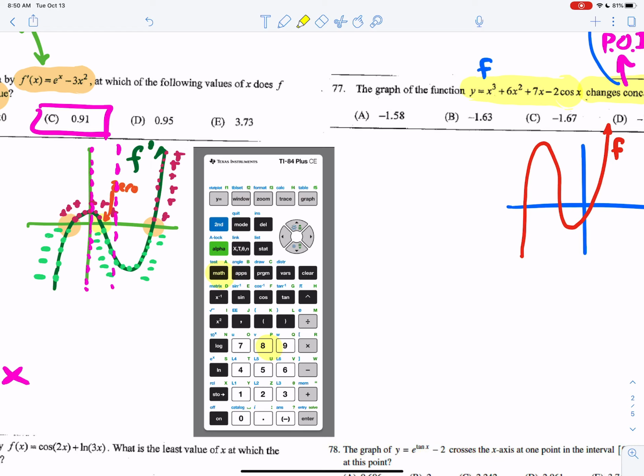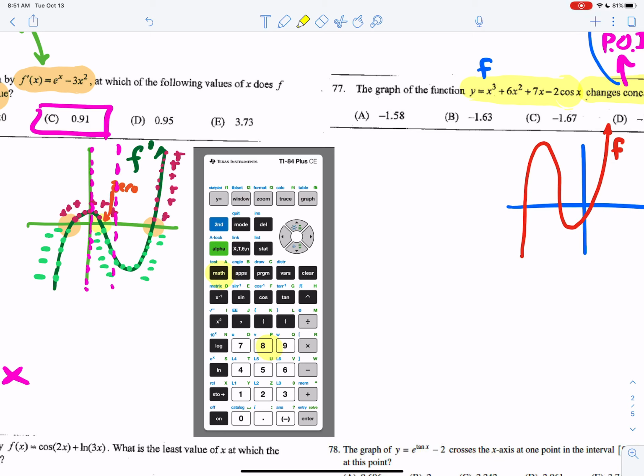Okay, so here we go. You press math 8. In front of you, it says y2 equals d over d. You're just going to press your variable button, so it should say d over dx now. And now you're going to take the derivative of the function you just had earlier, x cubed plus 6x squared plus 7x minus 2 cosine x. But that's a lot to type. If only there was a shorter way to just kind of copy paste that.